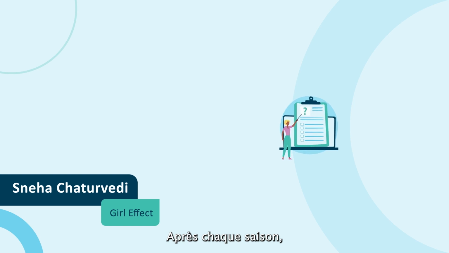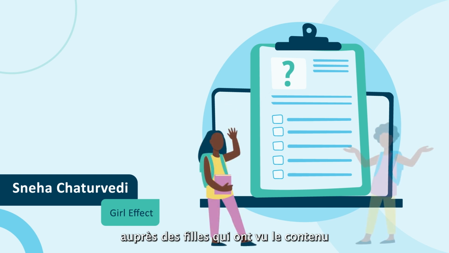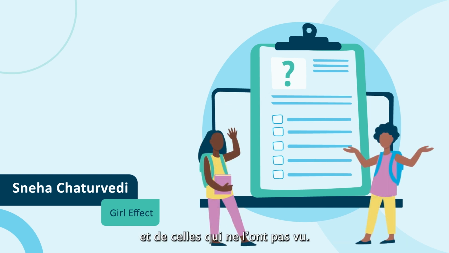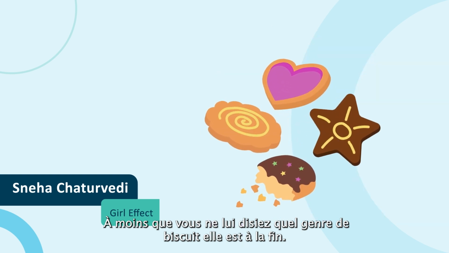After every season, we would roll out a survey on Facebook to girls who had seen our content and to ones who hadn't seen our content. But one of the constraints for us over there was you can't have a 50-question survey. Nobody's going to answer that. Not unless you're going to tell her what kind of cookie she is at the end of it.